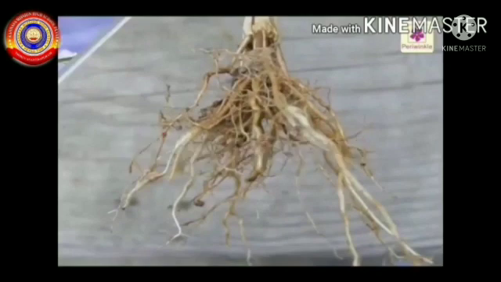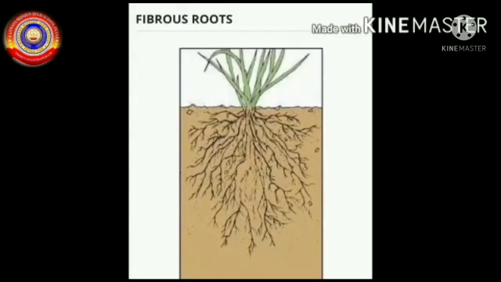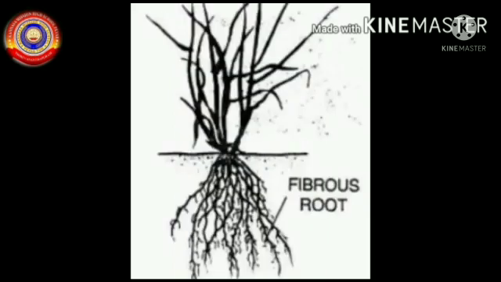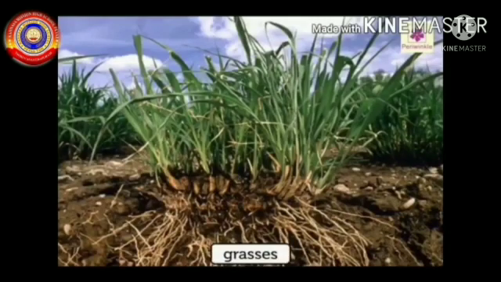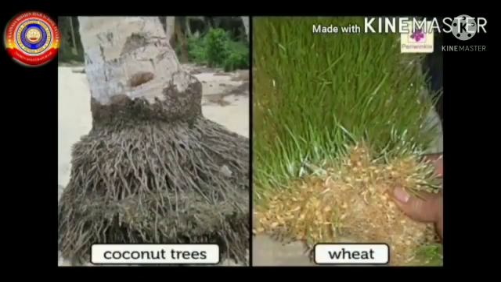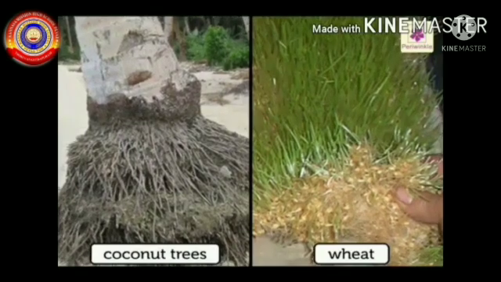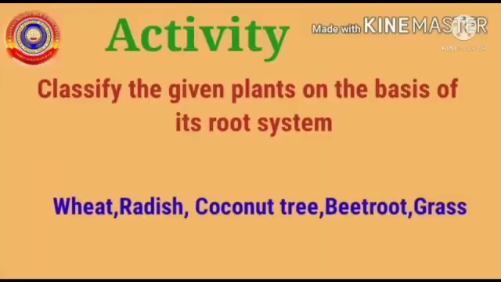Next is fibrous root system. Fibrous root system includes a cluster of similar roots growing from the base of the stem. Cluster means a group. These roots are very thin. Plants like grasses, wheat and coconut tree consist of this fibrous root system. So, here is an activity for you. Classify the given plants on the basis of their root system.